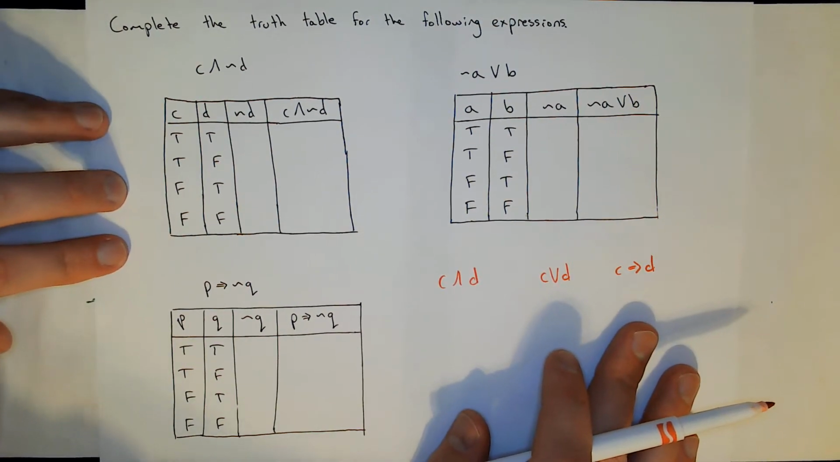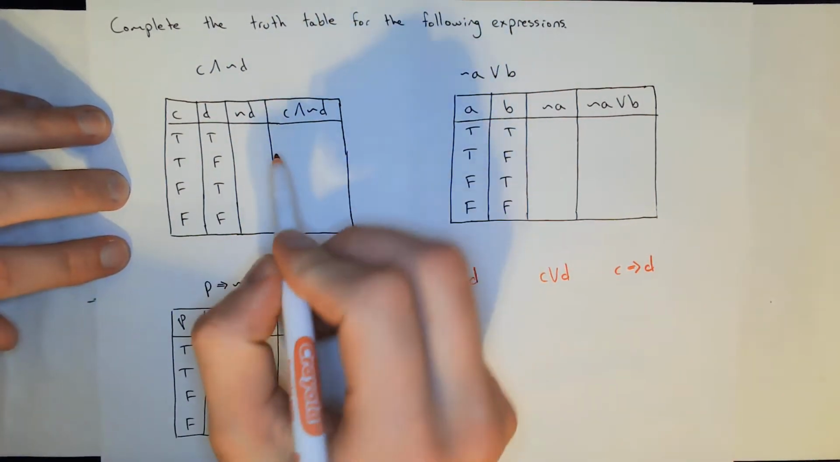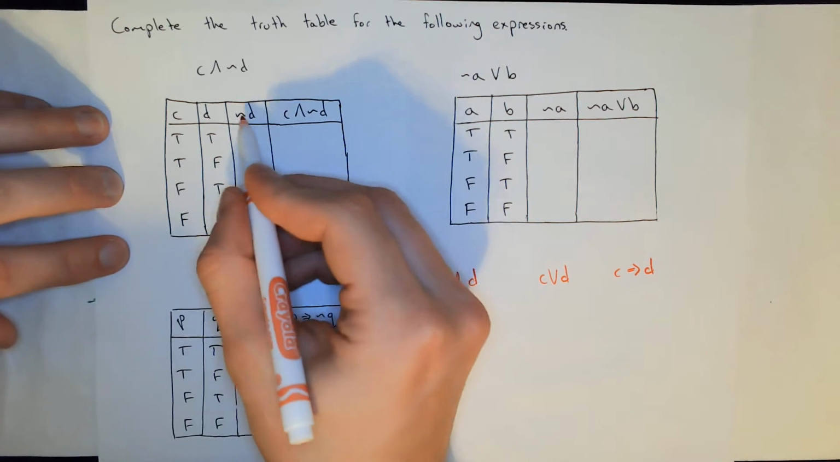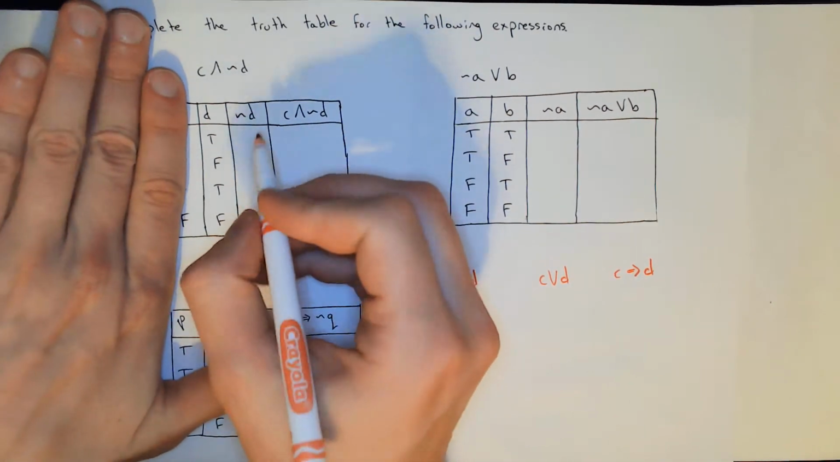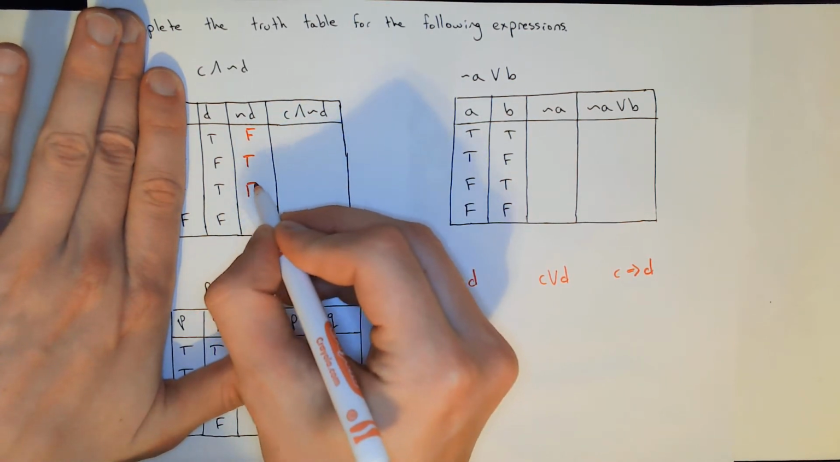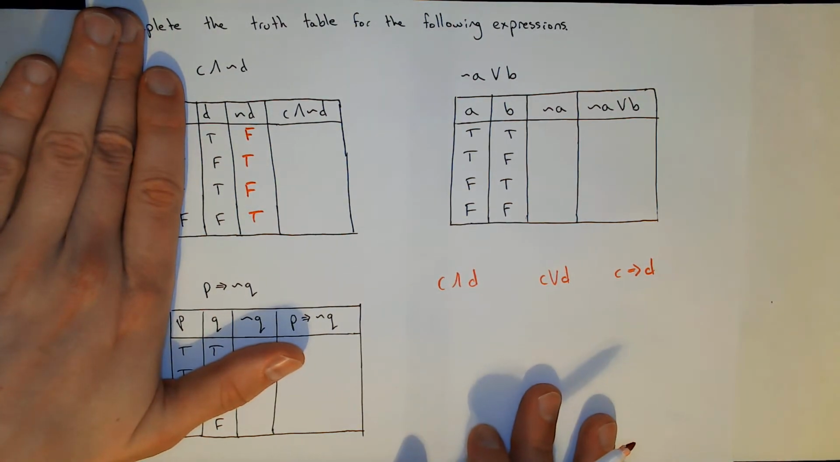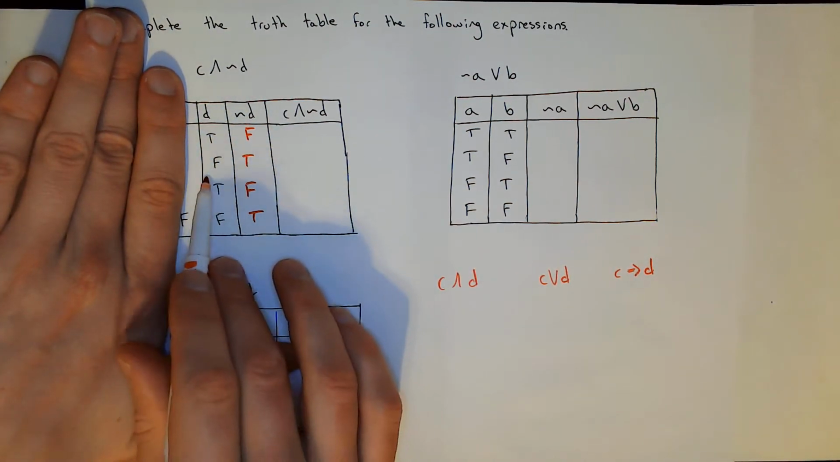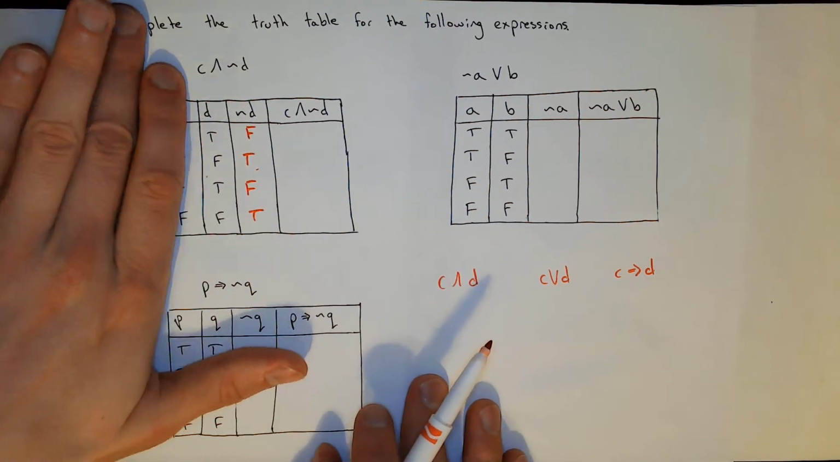Where the work starts is when you're figuring out each piece of the statement here, and then the whole thing. So first, when I want to negate D, that means I look at the D column and I literally take the opposite. Instead of true, it's false. Instead of false, it's true. Instead of true, it's false. Instead of false, it's true.